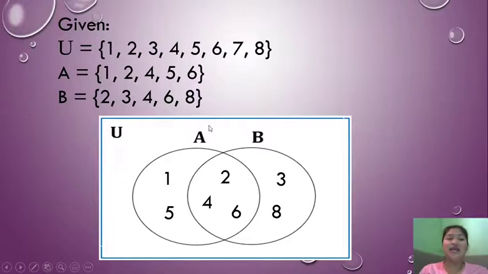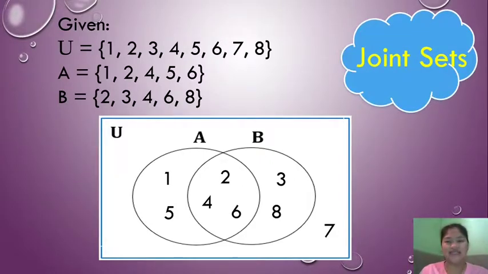And then lastly, check the universal set. You have numbers 1 to 8. So are those numbers all written inside the rectangle already? So there's one missing number, and that is the number 7. So number 7 does not belong to A and does not belong to B. Meaning to say, hindi po siya nasa loob ng A, hindi rin po siya nasa loob ng B. So we will place 7 outside the two circles. Pero sakop po siya ng rectangle, which is the universal set. So in this case, number 1, if the two given sets have intersection, we are going to call them joint sets.